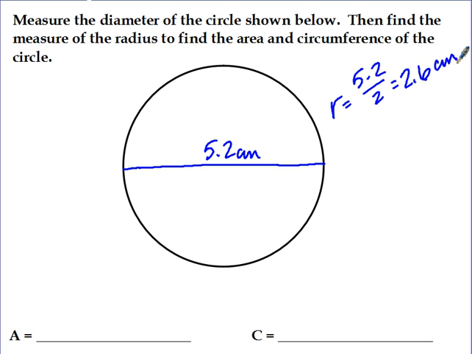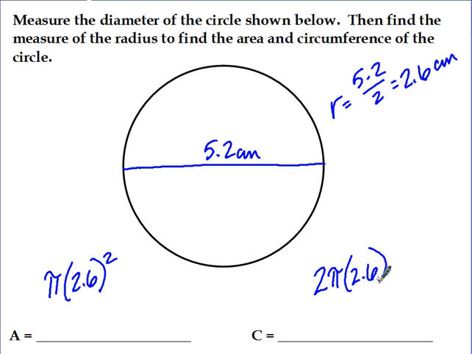And again, we'll plug into pi times 2.6 squared to get my area, and plug into 2 pi times 2.6, 2 pi r, to get my circumference. After rounding, your area ends up being 21.2. And your circumference ends up being 16.3.